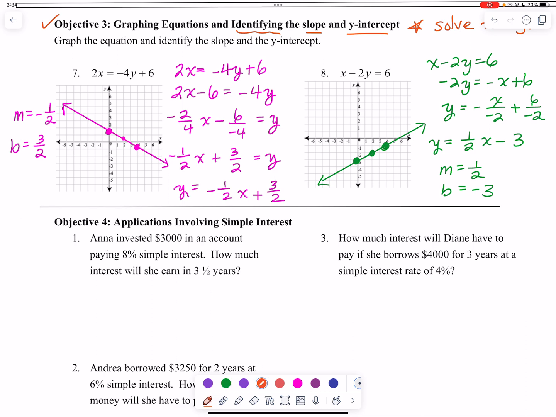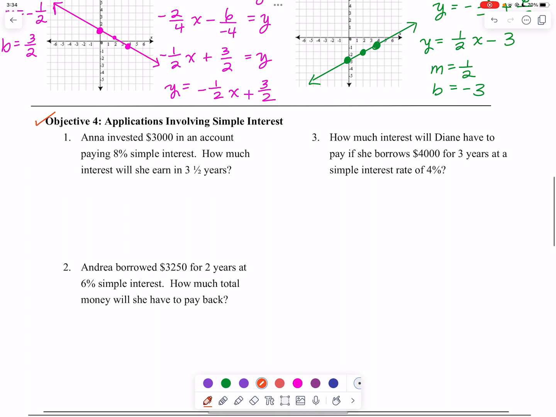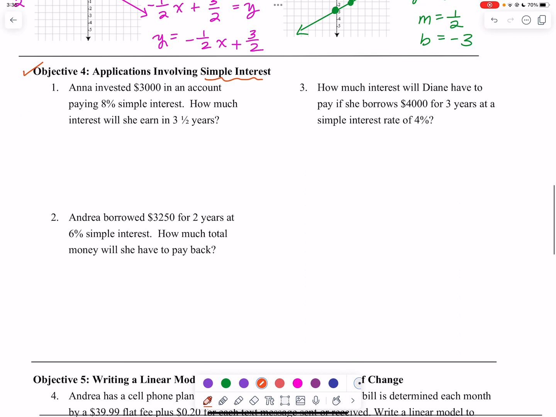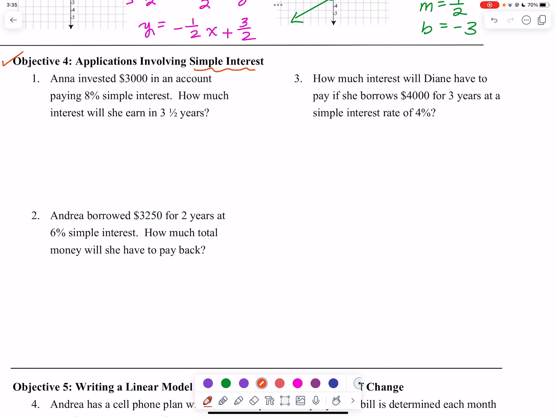We are on to objective number 4, and objective number 4, we will have applications involving simple interest. So looking at number 1, Anna invested $3,000 in an account, and she will be paying 8% simple interest. How much interest will she earn in 3.5 years? So the principal amount is $3,000. Our rate is 0.08 and time is 3.5.